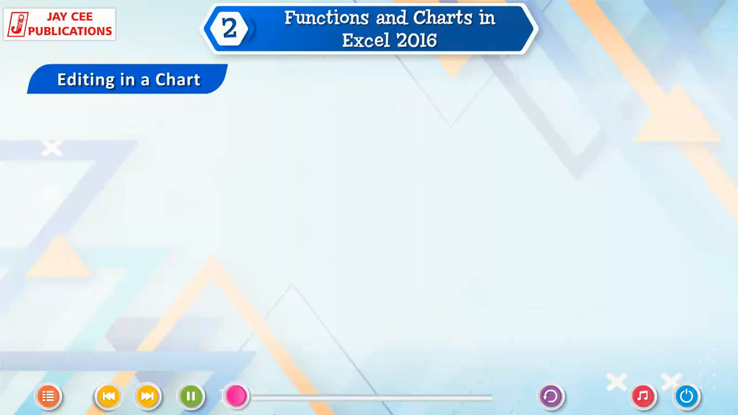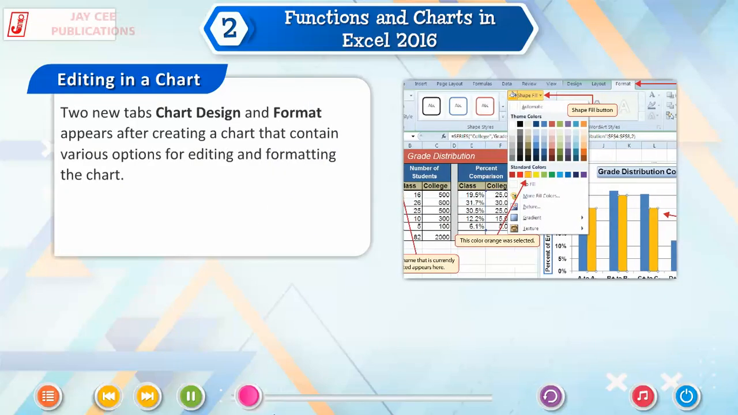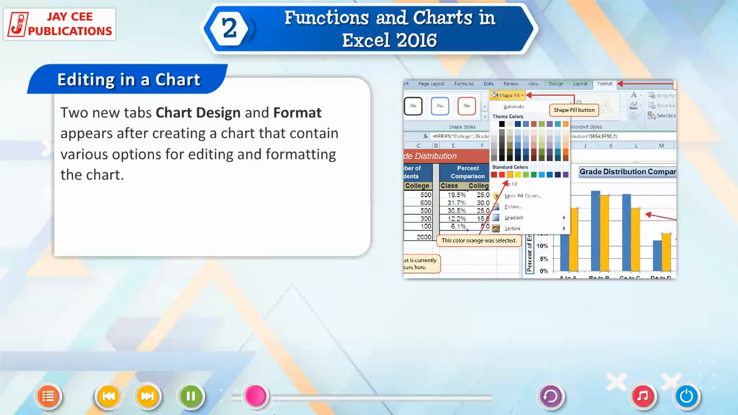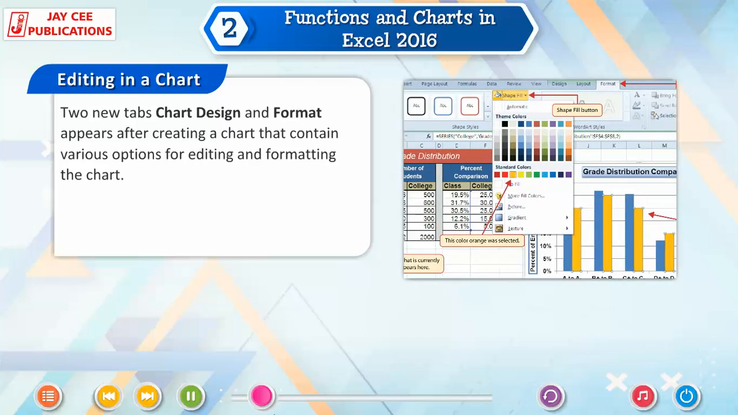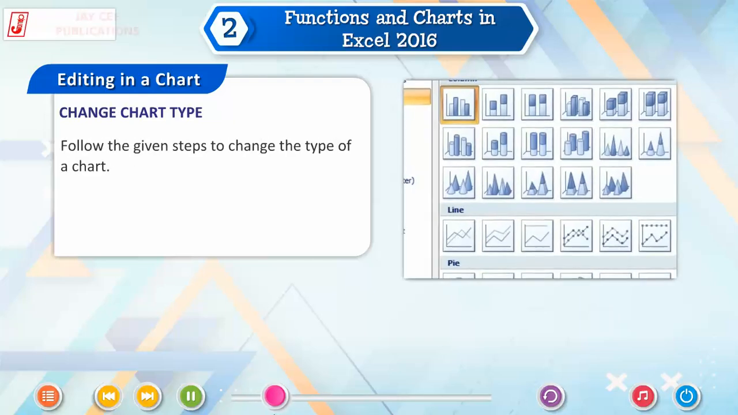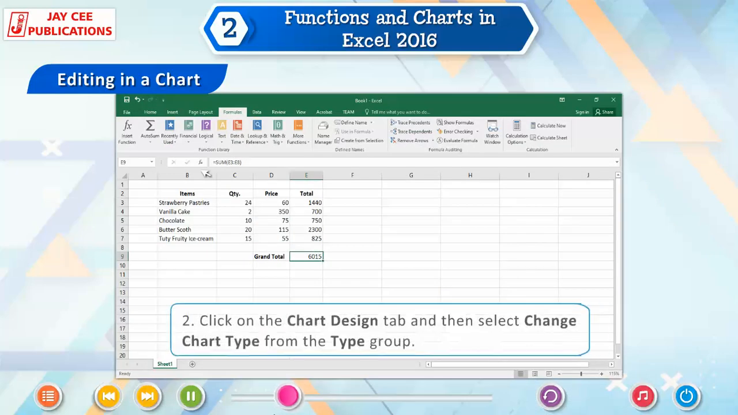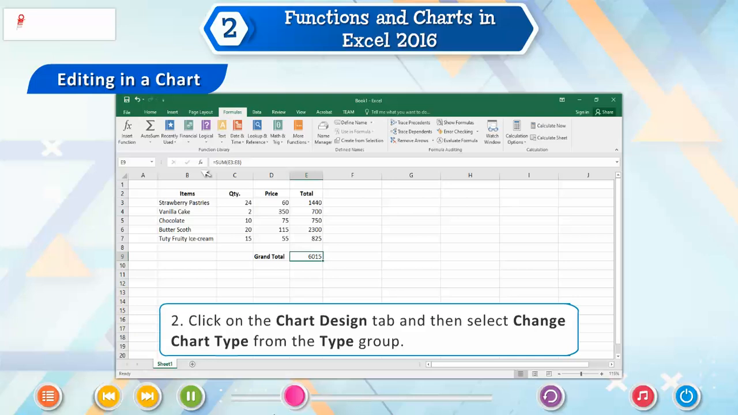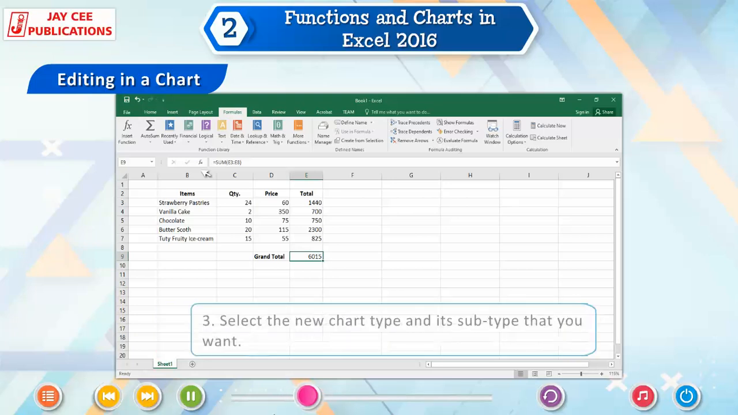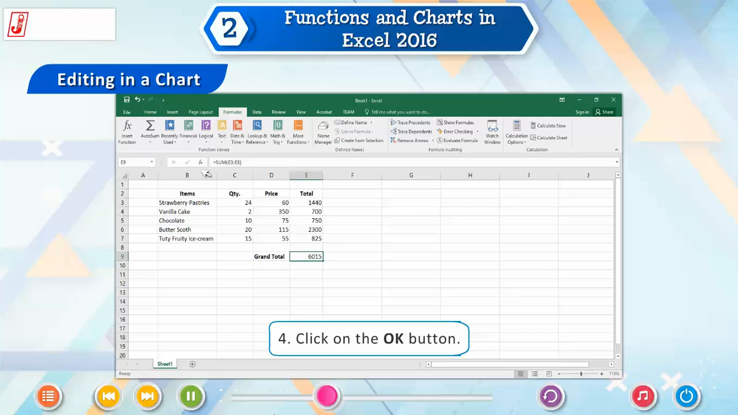Editing in a chart. Two new tabs, Chart Design and Format, appear after creating a chart that contain various options for editing and formatting the chart. Change chart type. Follow the given steps to change the type of a chart. 1. Select the chart. 2. Click on the Chart Design tab and then select Change Chart Type from the Type group. 3. Select the new chart type and its subtype that you want. 4. Click on the OK button.